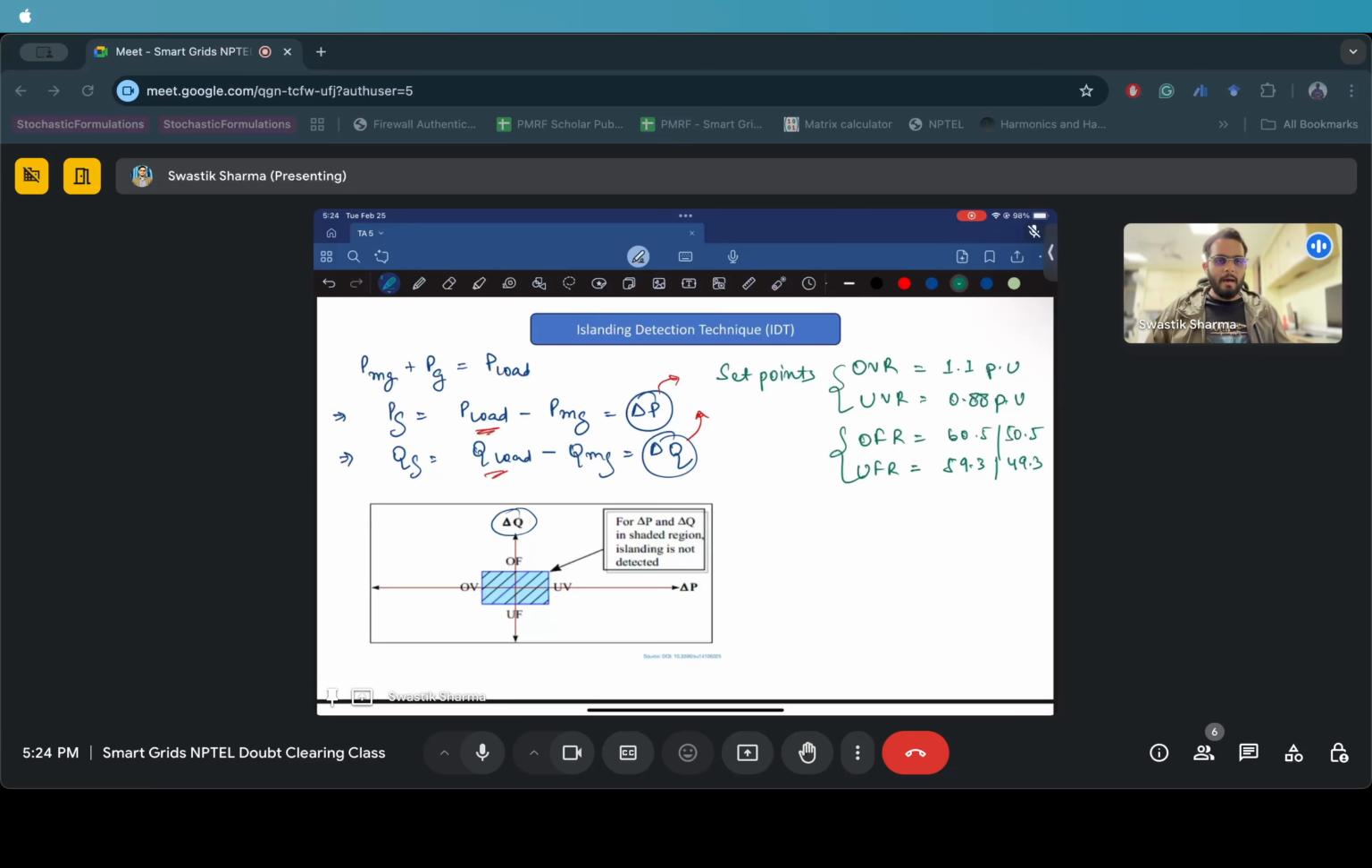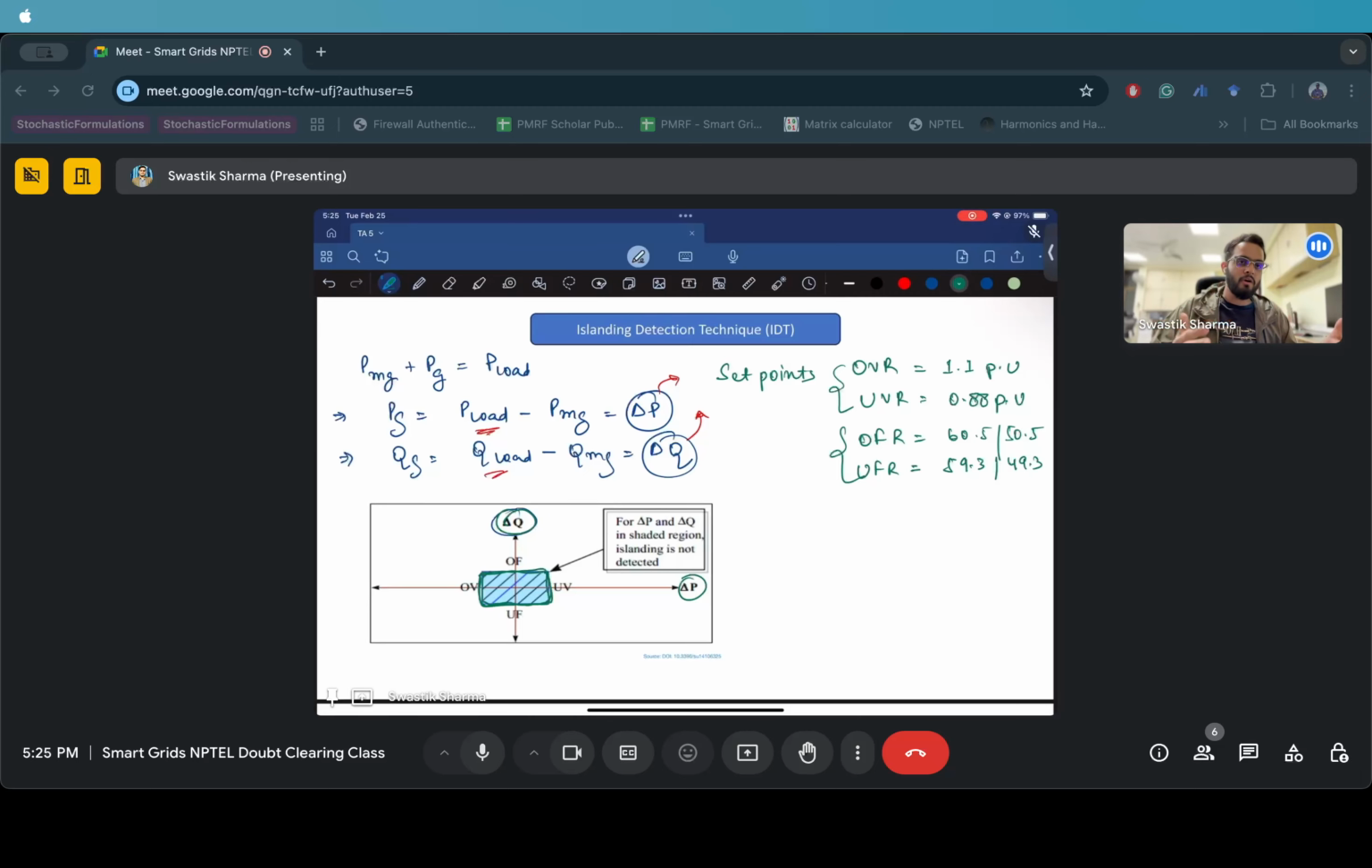And what usually happens is, because we are using some kind of a mismatch, right? It can so happen that we were disconnected from the main grid, but we could not detect it. For example, some deviation happened and we were disconnected, but the change in delta P or delta Q was not enough. When I say enough, it was not outside this range: the over voltage, under voltage, over frequency and under frequency range, right? If it is within this region, it is called a non-detection zone.